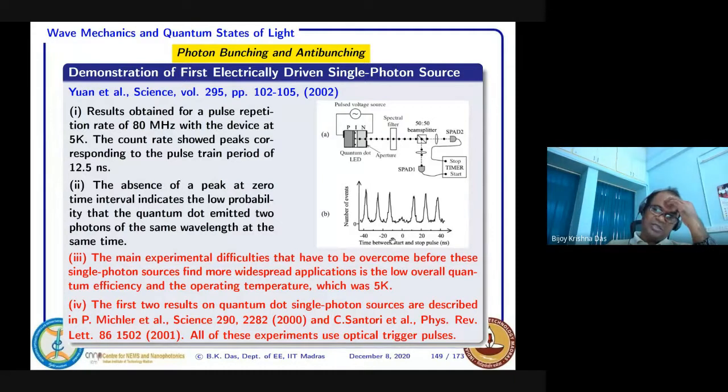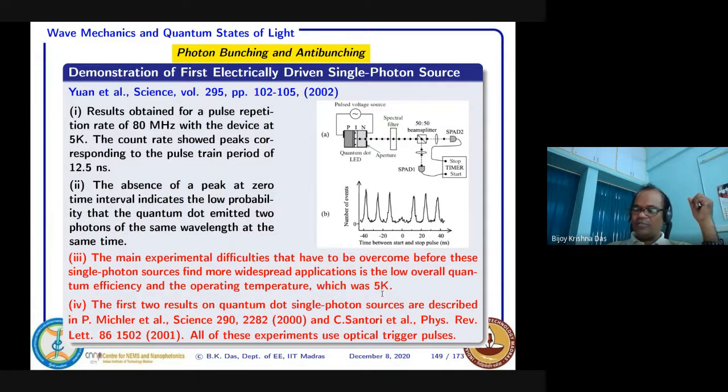So that actually says that single photon emission is happening. Okay. So the problem is that the main experimental difficulties that have to be overcome before these single photon sources find more widespread application are the low overall quantum efficiency and the operating temperature. Here we have electrically driven, but again the problem is that this is still a low temperature process.